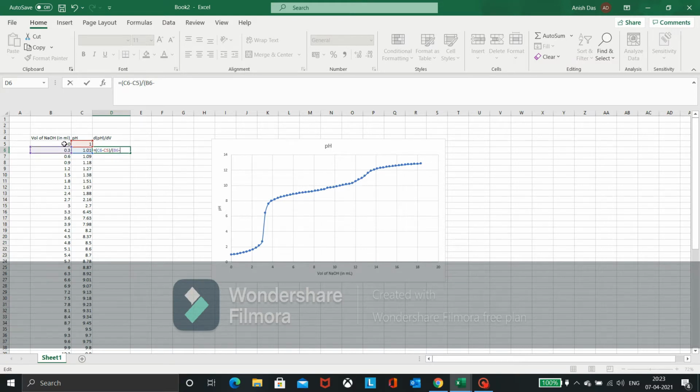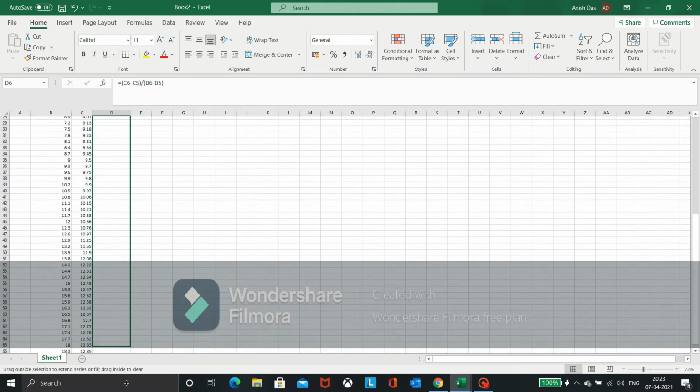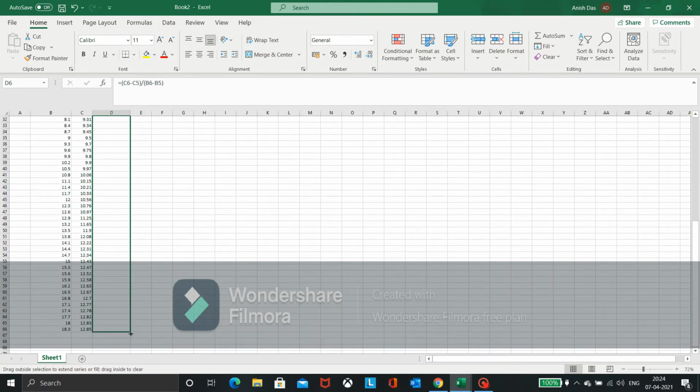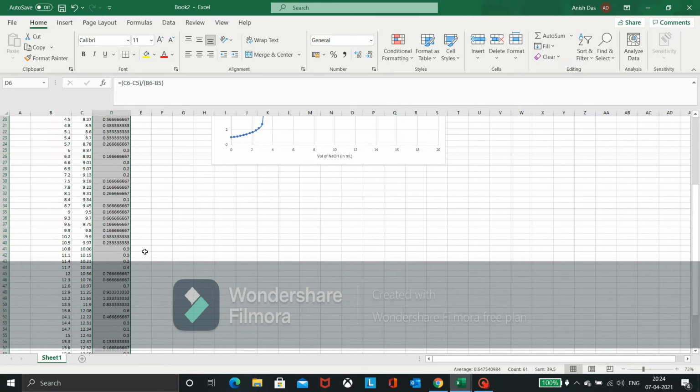So 0.3 minus 0. This is our value, that is 0.033. And now we click on the corner side of the cell, and then we drag it till the last, and that is how we get all the derivative values. So here it is.